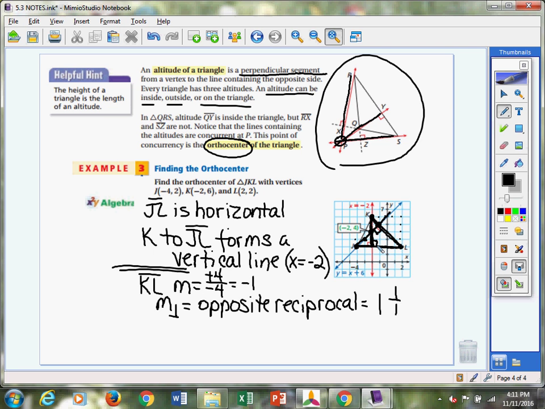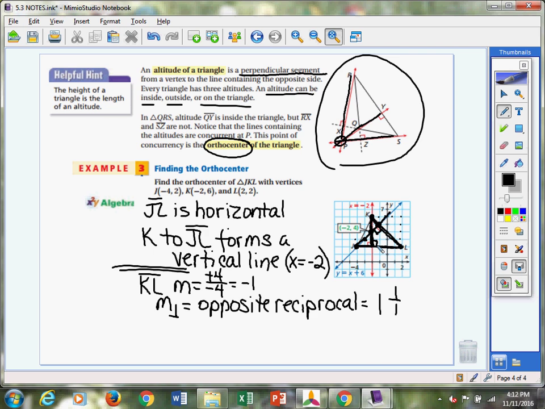And my first altitude was a vertical line because vertical lines are always perpendicular to horizontal lines. So that was not hard. I didn't really have to figure out anything terribly difficult there. But what made it a little bit more challenging was I did have to figure out the slope of KL, find the opposite reciprocal of that, and then start with the point opposite of that segment KL, which was point J, and use my slope to construct where I thought that point of intersection would lie, okay?